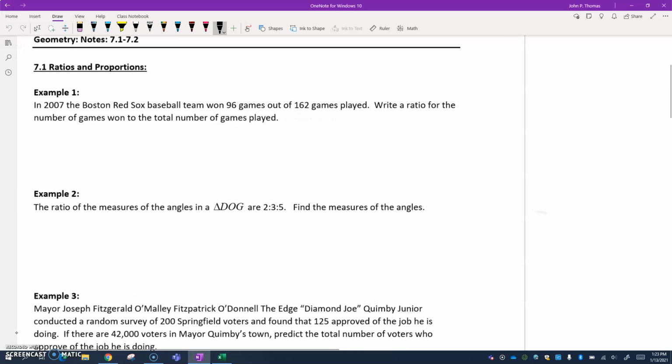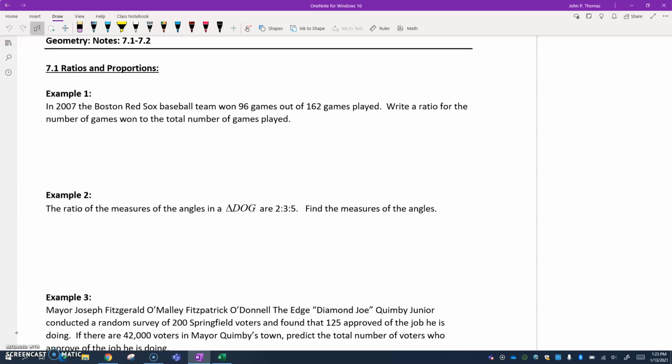So this first example we have in 2007, the Boston Red Sox baseball team won 96 games out of 162 games played. It says write a ratio for the number of games won to the total number of games. All right, so we're looking at a ratio of 1 to total, which in this case is going to be 96 over 162.